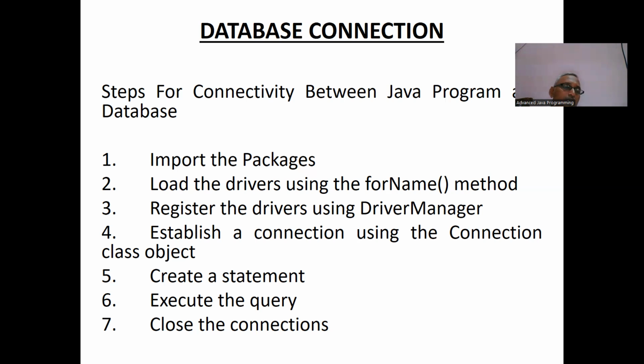First, Class.forName. Here we load the driver class file into memory at runtime. No need of using new or creating an object. The following example uses Class.forName to load the Oracle driver: Class.forName, within double quotes, oracle.jdbc.driver.OracleDriver. This mentions which database connection is being used.